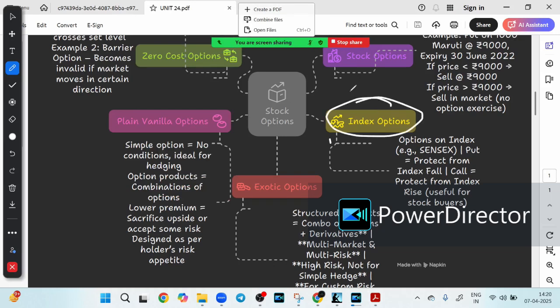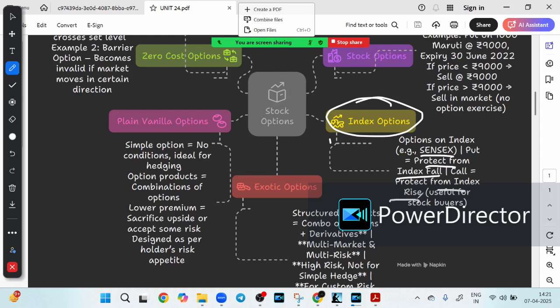Now, if we talk about the types of stock options, on the right side, I will tell you the types of stock options that we have. So one thing that is called a plain vanilla option. You know about this plain vanilla option? What is it? This plain vanilla option is a type of stock option. What it is all about, let me explain using an example.